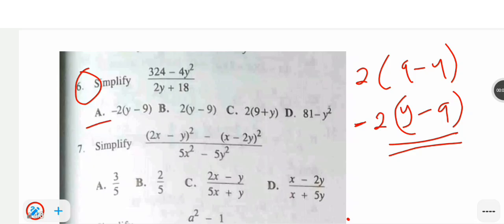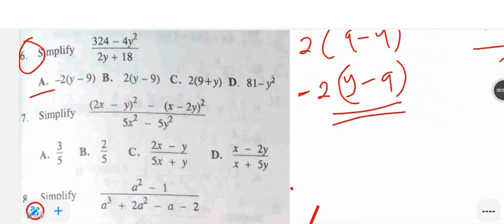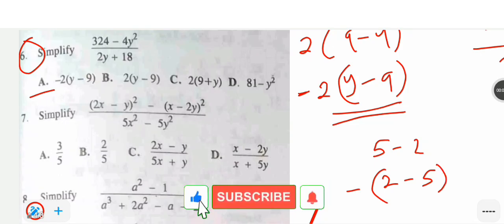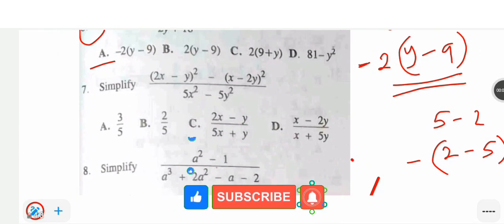Okay, I hope you understand the way I reversed it. Something like this. If you have 5 minus 2, you can write it as 2 minus 5. We need to put minus in front of it. Understand? So let's take the next question.